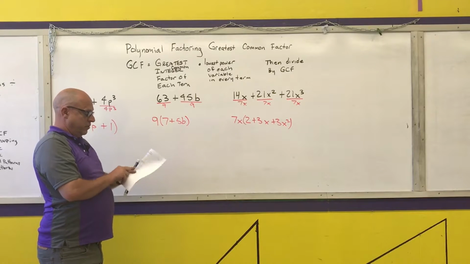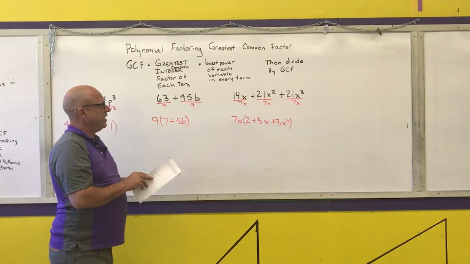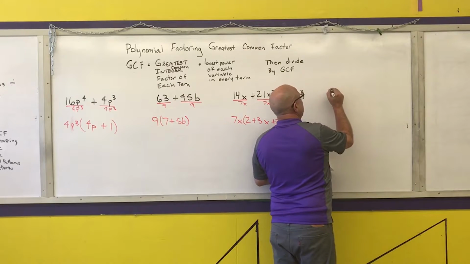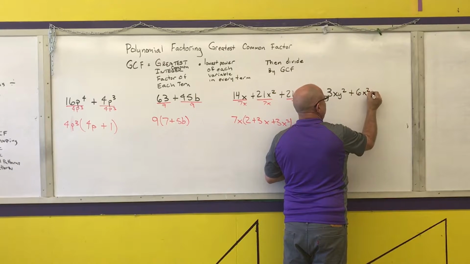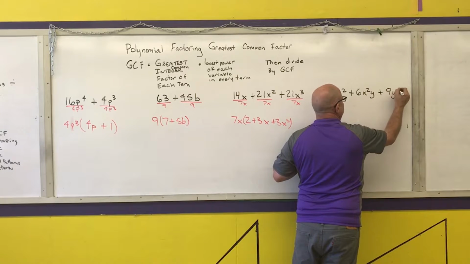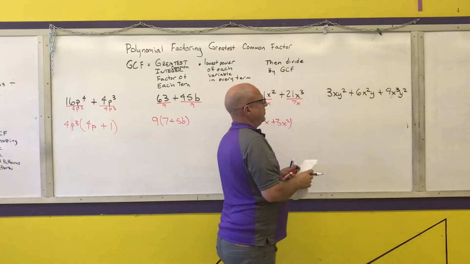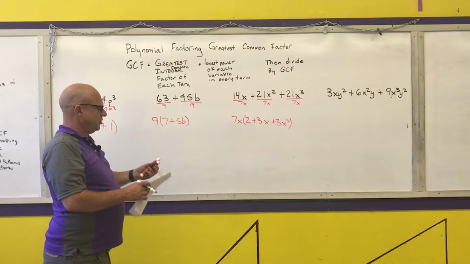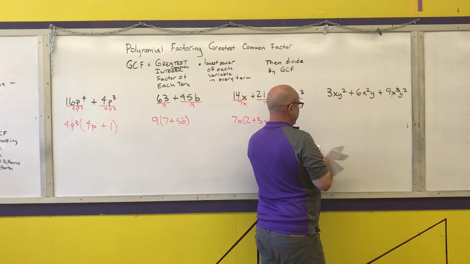Not only can I do it with three terms, but I can also do it with things that have more than one variable. 3xy squared plus 6x squared y plus 9x cubed y squared. Let's do that one. Step 1, write the greatest common integer factor of each term. The biggest number that goes into 3, 6, and 9 is just a 3.